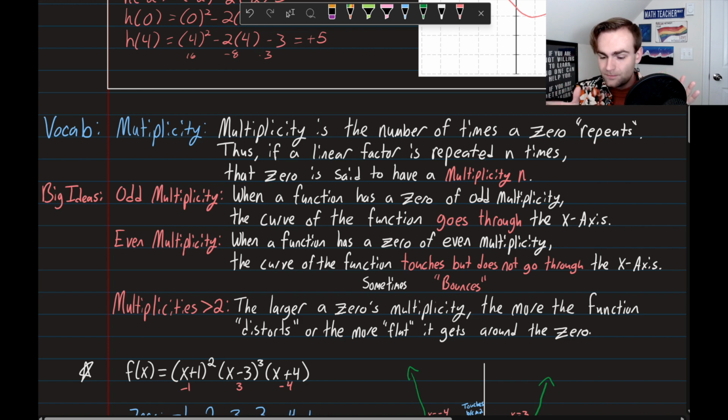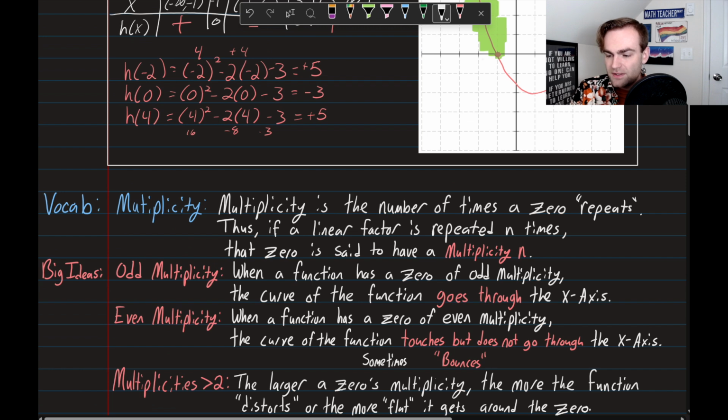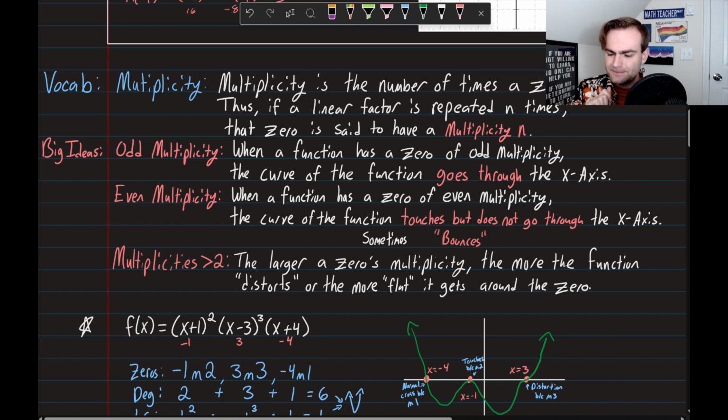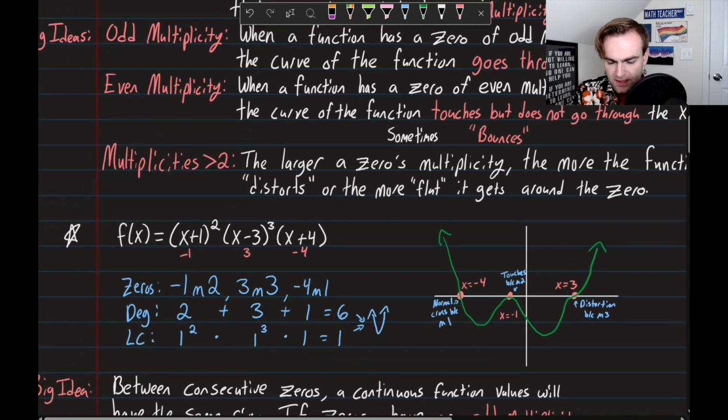And the weirdest thing with multiplicities, in my opinion, is when you have a multiplicity that is larger than 2, there's distortion, I'll put that in quotation, there's distortion that happens around that 0. What's going to happen is it's going to get flatter around that 0. So instead of going straight through like you might be used to, like it does here on this graph here, it will distort a little bit. It'll flatten out.